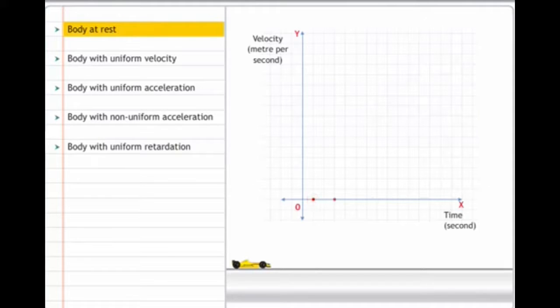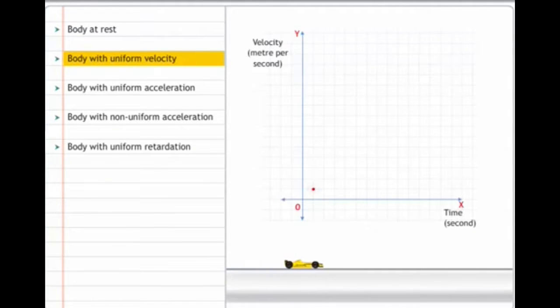The displacement is 0 for a body at rest, and hence the velocity is also 0. A velocity time graph plotted for a body at rest displays a straight line along the x-axis. When a body moves with uniform velocity, there is no change in the velocity with respect to time. Therefore, the velocity time graph for a body with uniform velocity will be a straight line parallel to the x-axis.